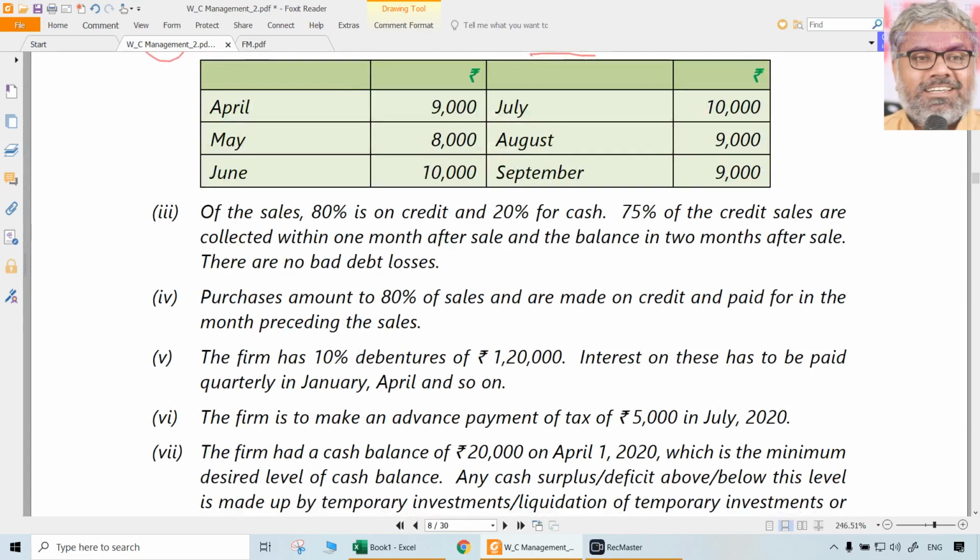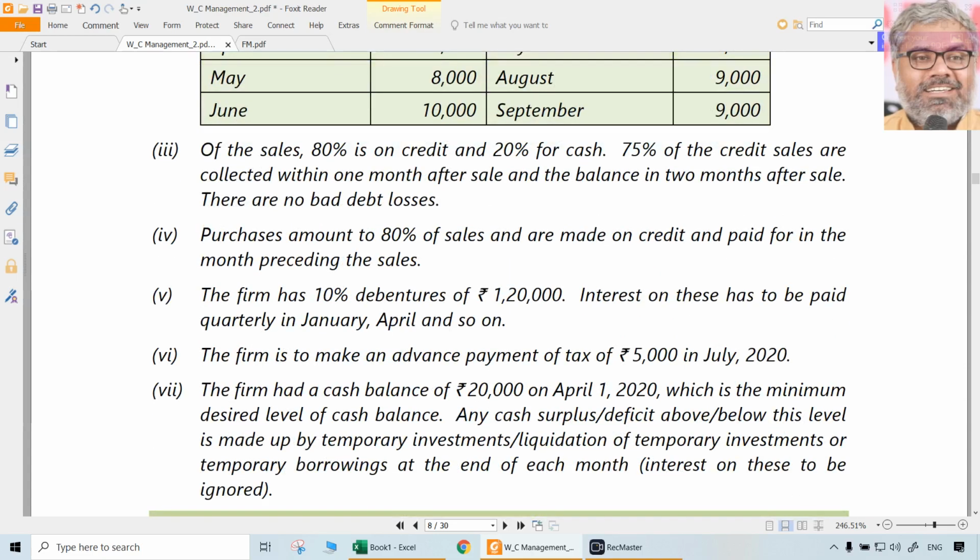Then coming to the actual point, main point here will be the collection from debtors and payment to creditors. In any cash budget, these are the only two major things. Remaining things will be straightforward. Of the sales, 80% is on credit, 20% for cash. And 75% of the credit sales are collected within 1 month after the sale, and balance in 2 months after the sale. So that is the collection pattern, and there are no bad debt losses. So everything is collected. So that is the point here.